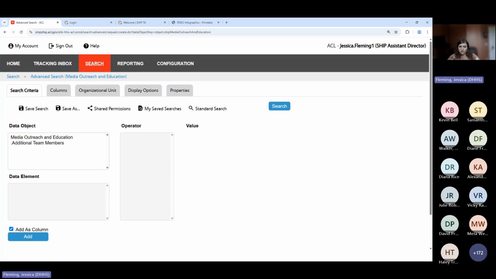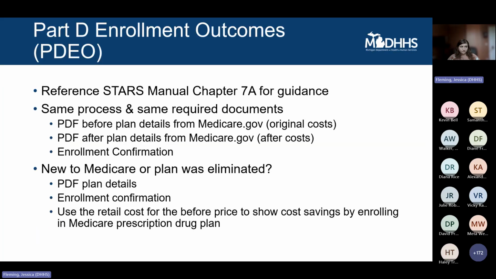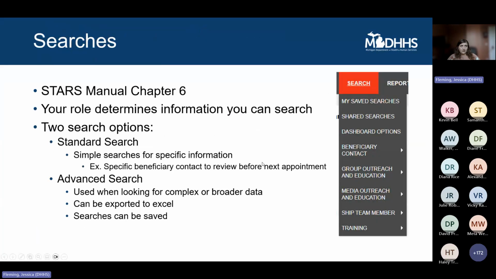So I'm going to go back to my PowerPoints here. Back to searches. So once again, there's standard searches, there's advanced searches, and you can search by all of the different options, the beneficiary contacts, group outreach, media outreach, as well as there is a SHIP team member search as well. So that is mostly going to be for, once again, those program managers to be able to search for their SHIP team members.